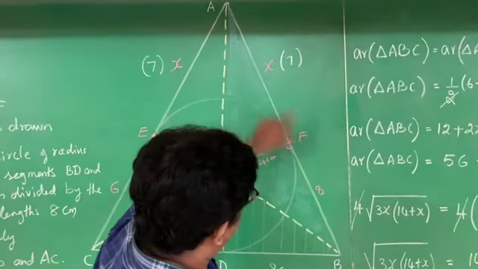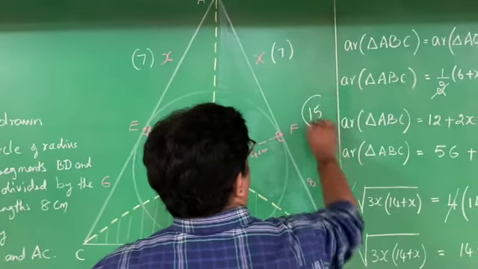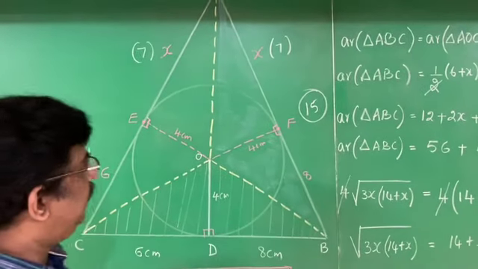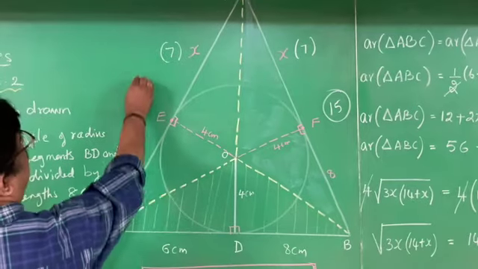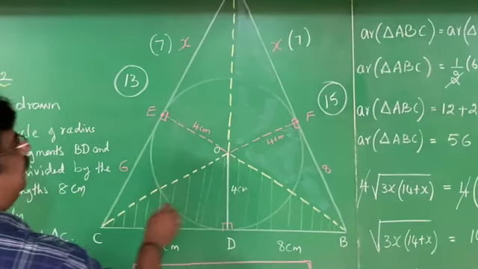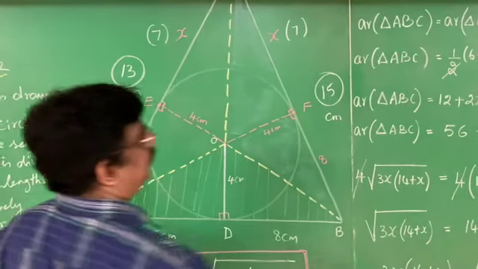Length of AB is equal to 8 plus 7. The whole length becomes 15. AB is equal to 15 centimeter and AC is equal to 6 plus 7 is equal to 13 centimeter. Therefore, the answer is 13 centimeter and 15 centimeter for this particular problem.